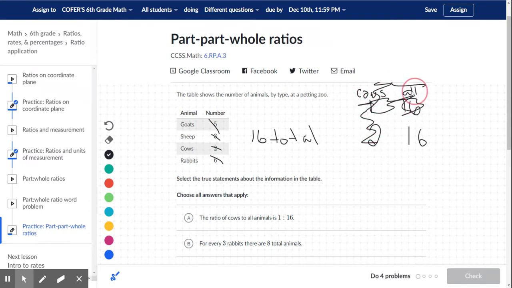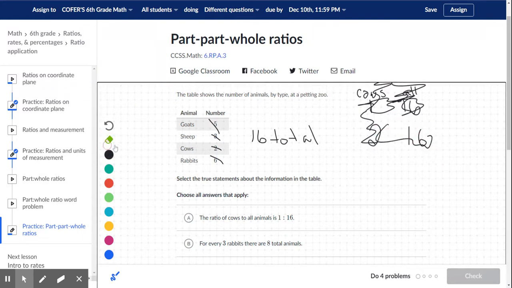Scratch out some of this stuff here. And we're talking about the rabbits. Why didn't I just erase this instead of scribbling?